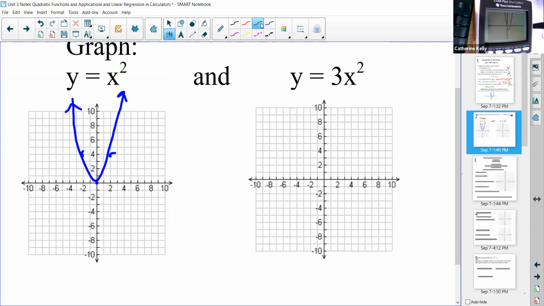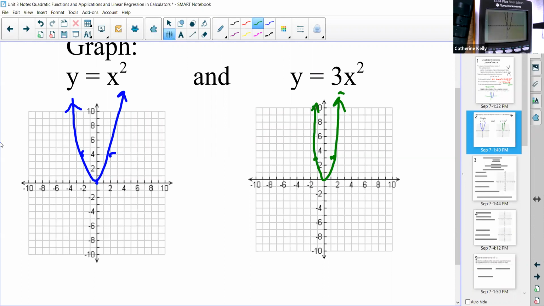On y equals 3x squared, if we said x is 2 again, then y would be 2 squared, which is 4, times 3, which would be 12. So it would be all the way off of our graph. So let's go with 1. If x is 1, y is 3, and if x is negative 1, y is also 3. So you can see how that graph is skinnier. So the higher the value of the coefficient of x squared, the skinnier the graph's going to be.